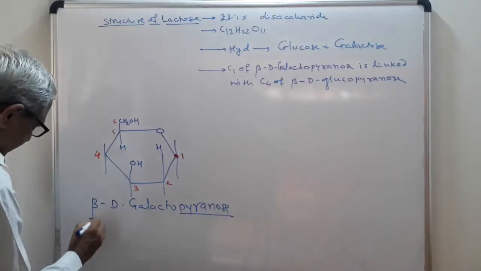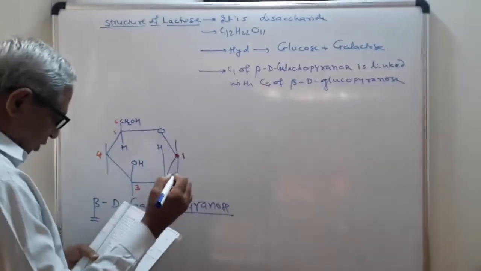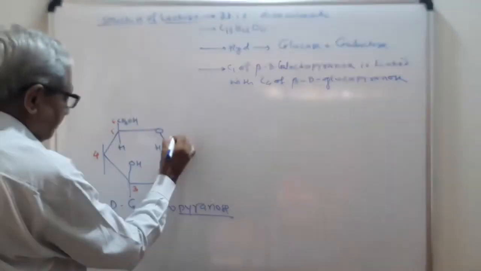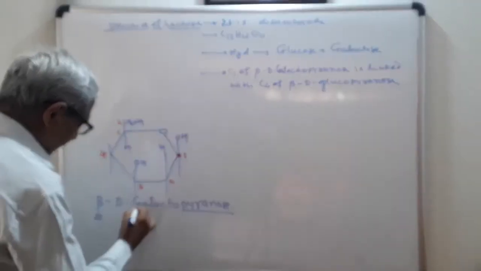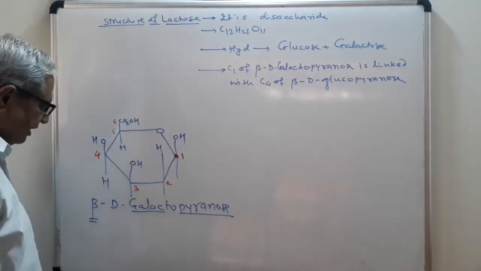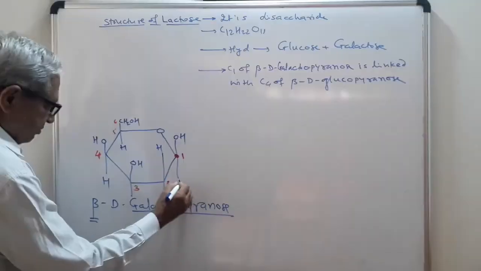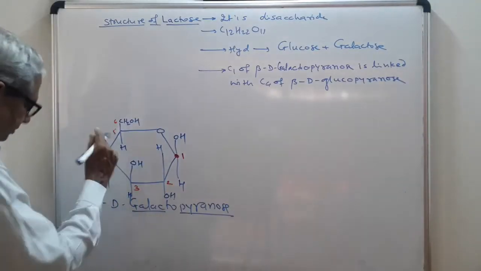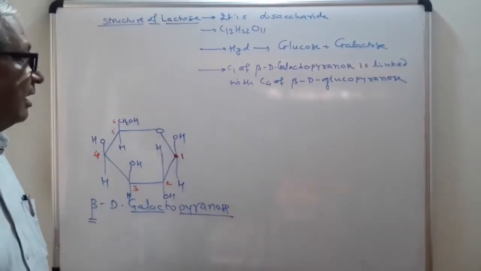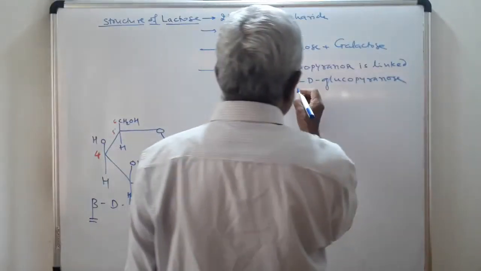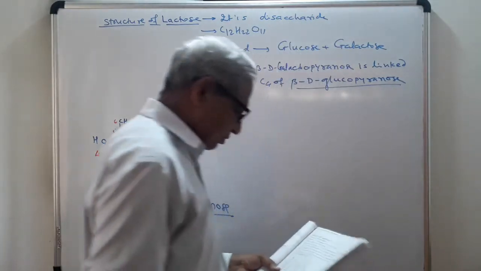This beta indicates the OH group must be at the top. Now, galactose indicates the OH group on carbon number 4 is here. Now see the remaining structure. Here must be an OH group, here must be hydrogen, here must be hydrogen. Now the structure is completed. Now also draw the structure of beta D glucopyranose.